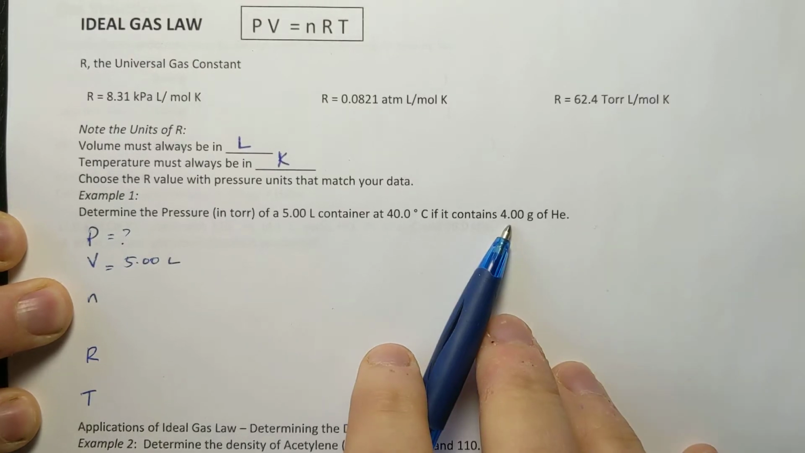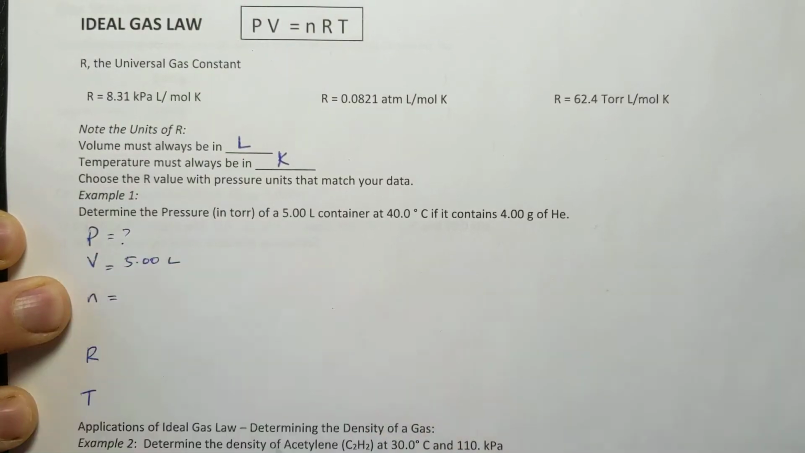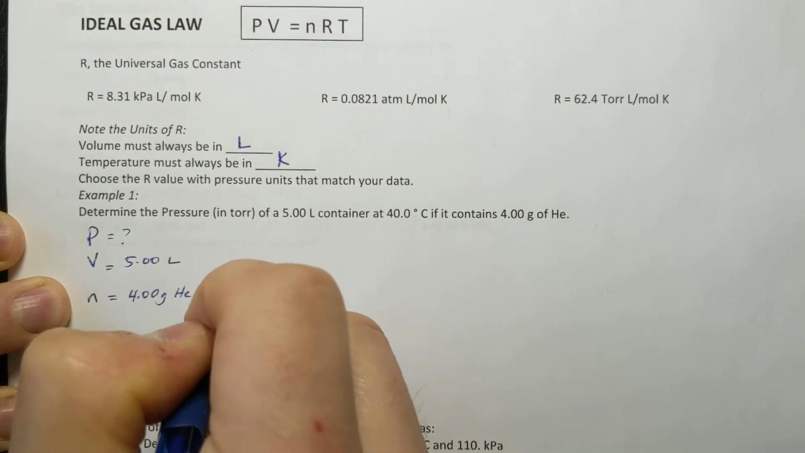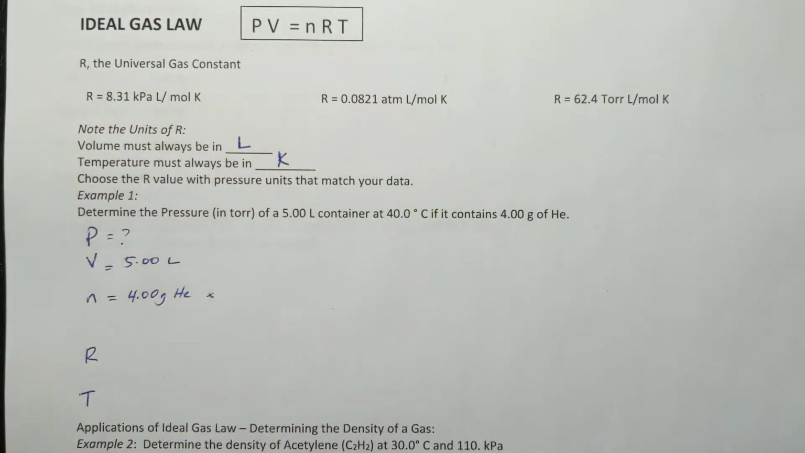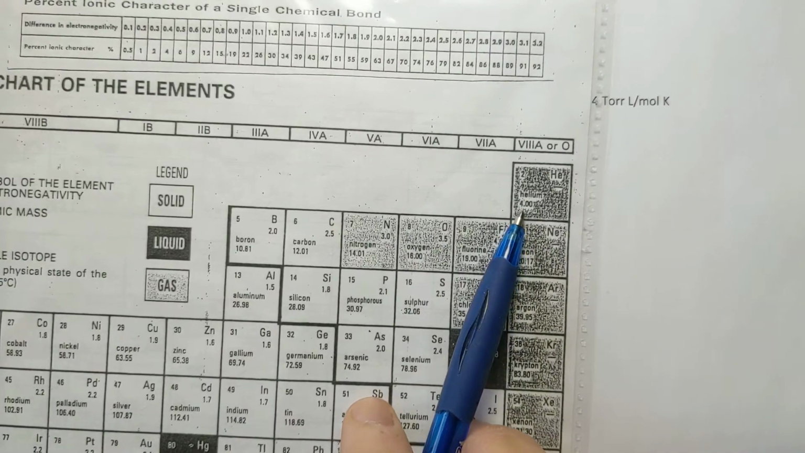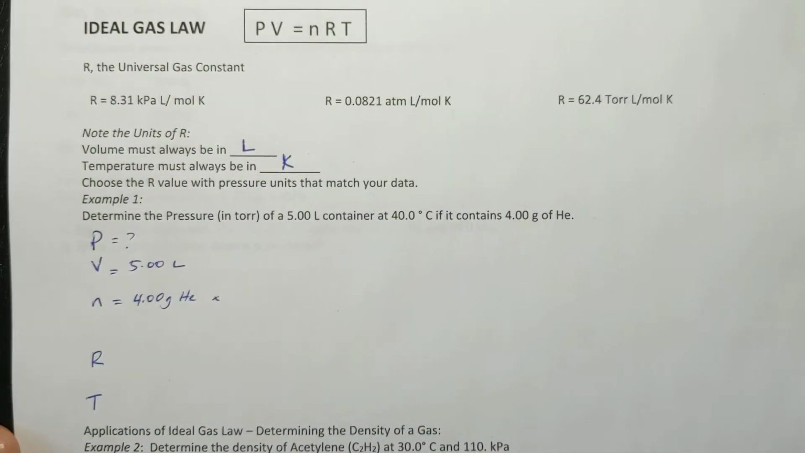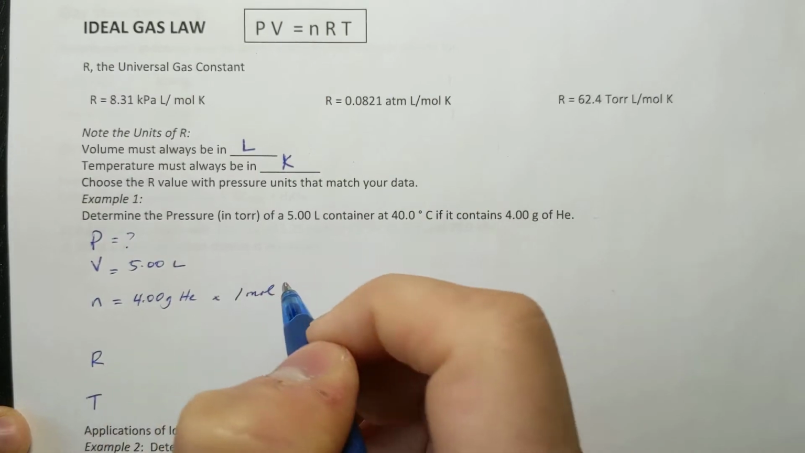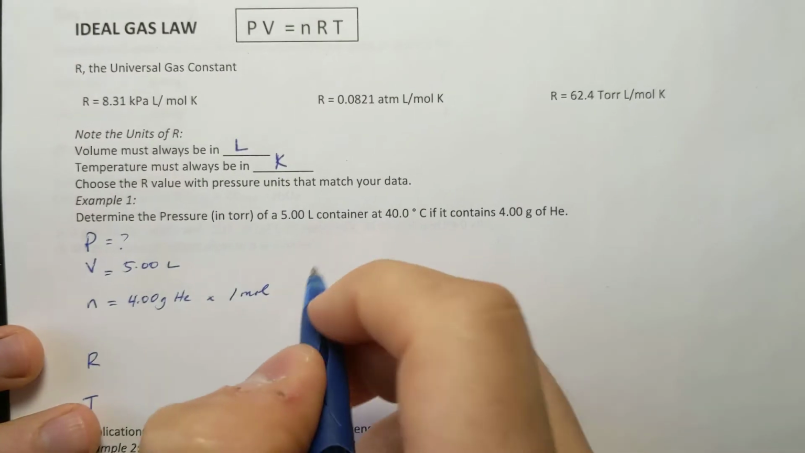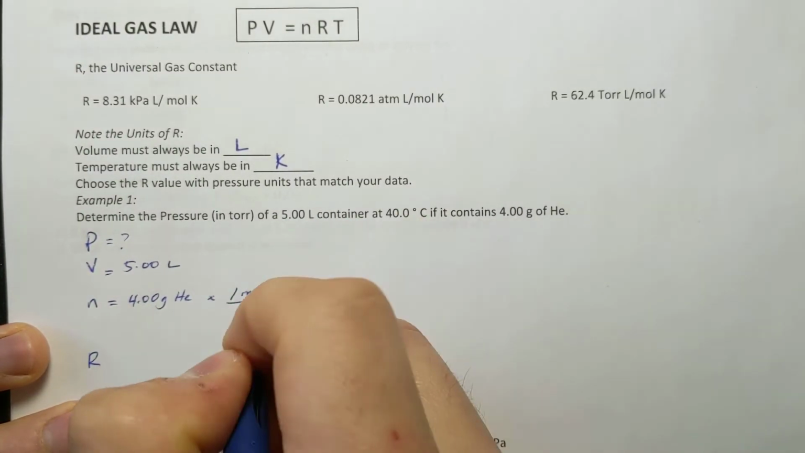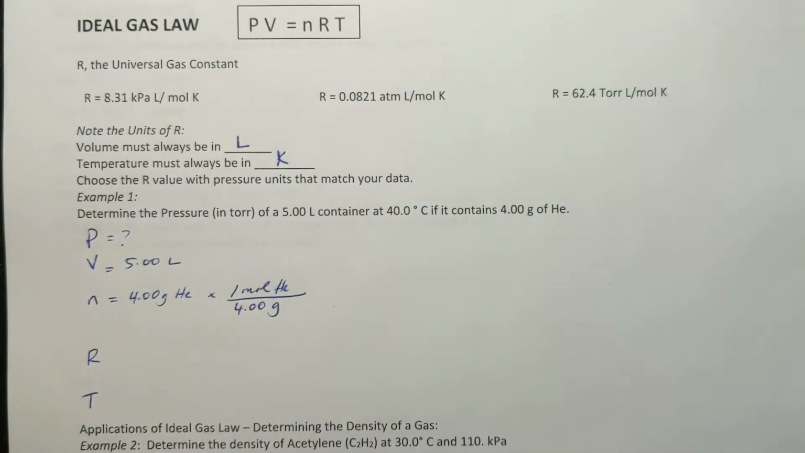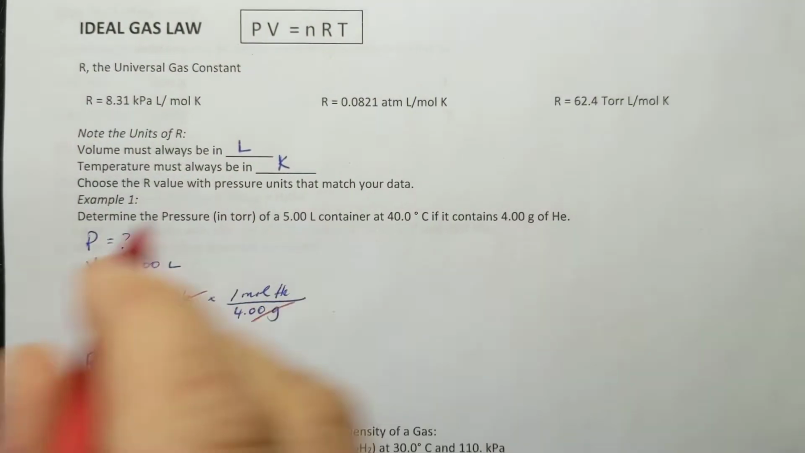Moles, we don't have. However, we do have 4 grams of helium, so we can take 4 grams of helium and multiply it by its molar mass. And so we see helium right here. It's 4 grams per mole. So 1 mole of helium is 4 grams, and we'll see that that just means that we have a mole of helium.